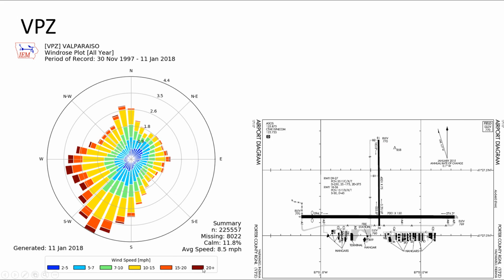And so up to this dark reddish color is 20-plus miles per hour wind speed. This is in miles per hour this time, for that, and what direction that wind is coming from. And you can see that in this southwest quadrant, we actually get more wind coming in out of the southwest for there, but our runways are either due east-west or north-south.